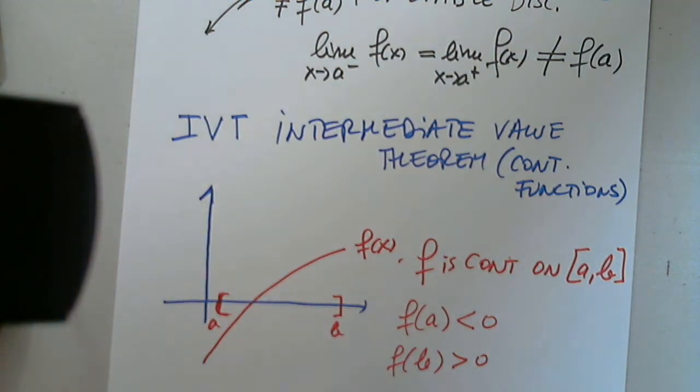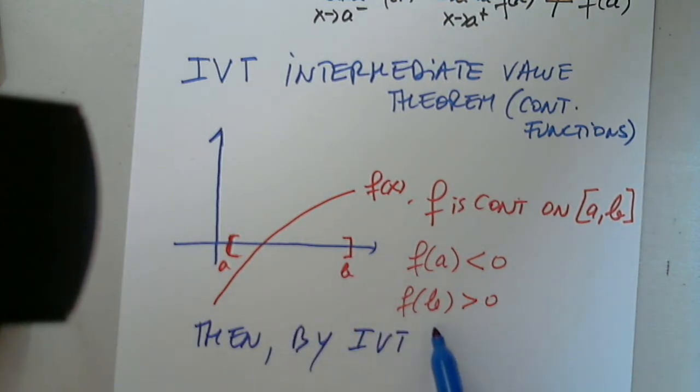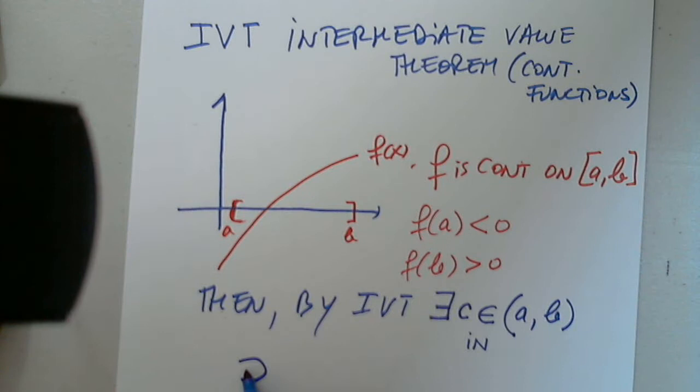Then by IVT, there exists a number C. And this is the symbol that I always like to use. If you don't like to use it, just write in. There exists a C. I will find a C in the open interval a comma b such that what? What do you think?